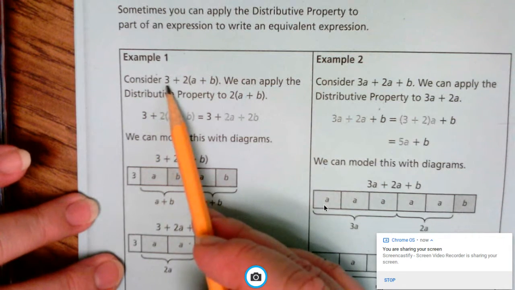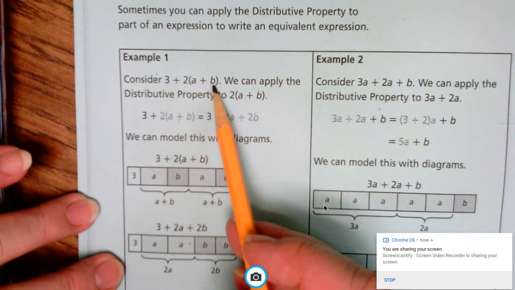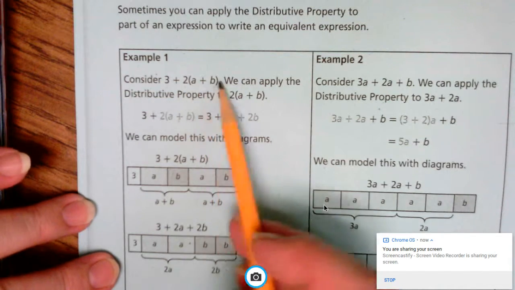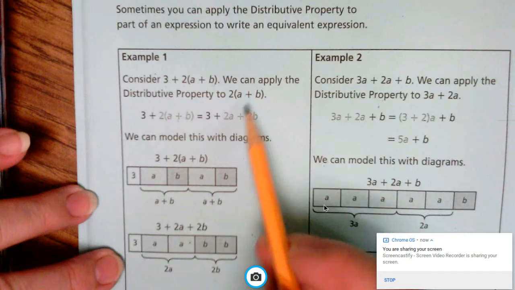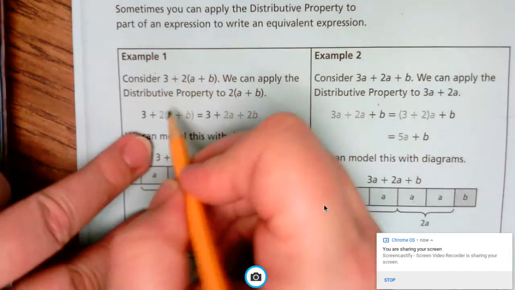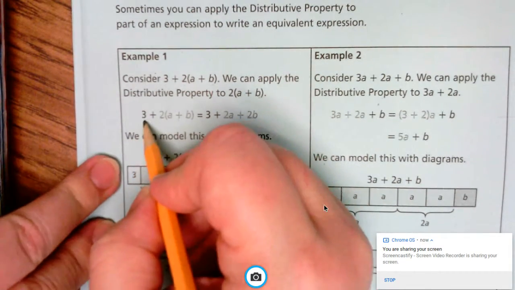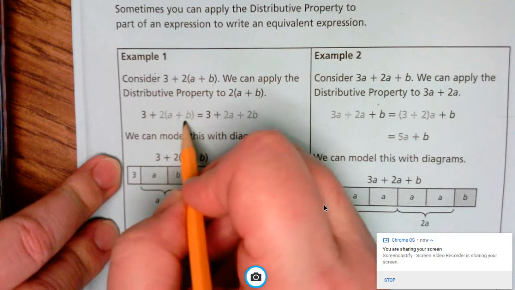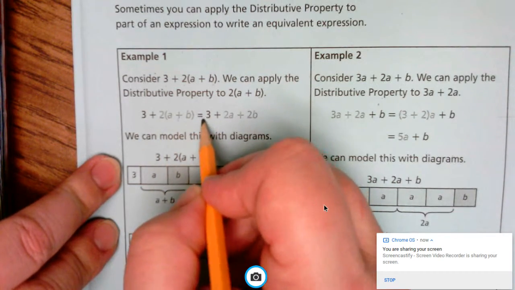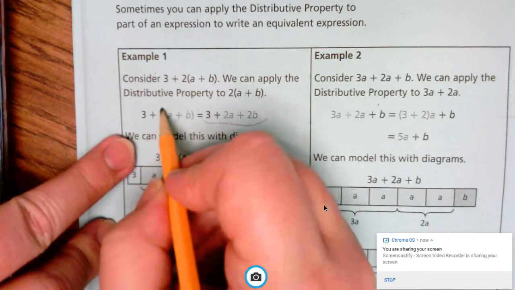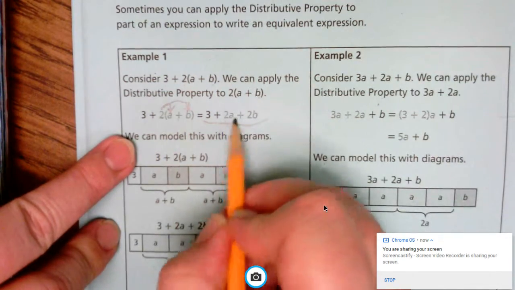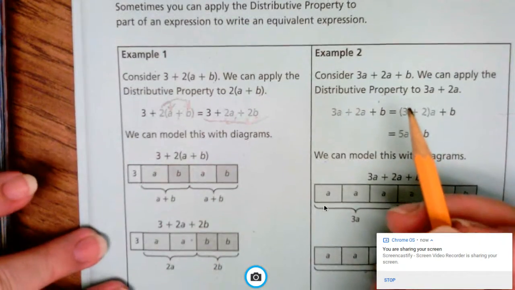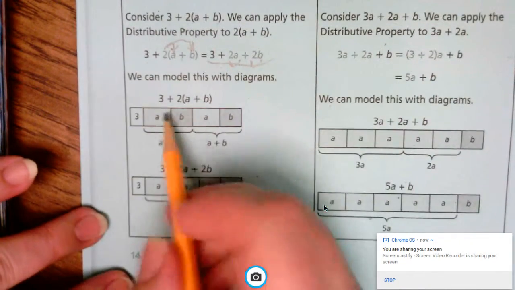We have 3 plus 2 times the result of a plus b. We can apply the distributive property to 2 times the result of a plus b. Now it's kind of faint, but here we have the 3, and this is the new way. So we're going to distribute that 2 out to break it back down into 2 terms. Okay, we can model it this way.